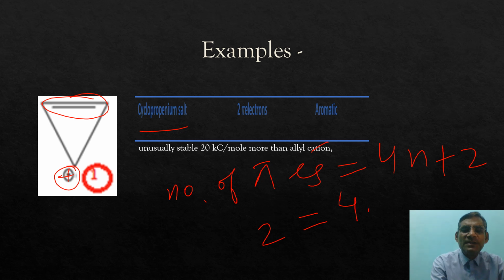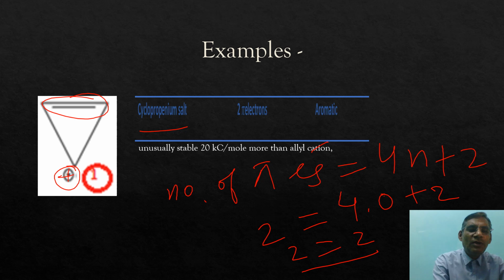So 4 into 0. Whenever the number of pi electrons is less than 6, then the n value will be 0. So 4n plus 2, that is 4 into 0 plus 2. 4 into 0 will be 0, 0 plus 2 will be 2. So 2 is equal to 2. So here Hückel's rule is followed.